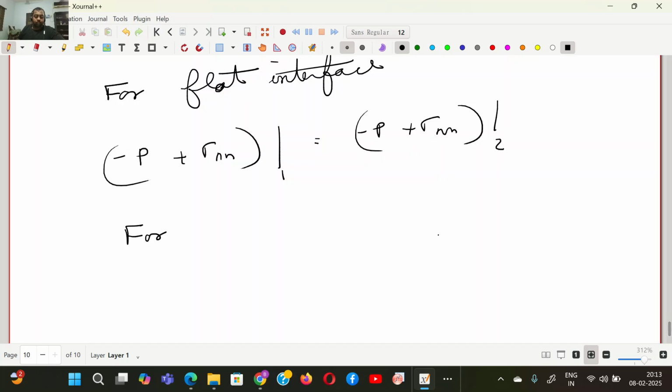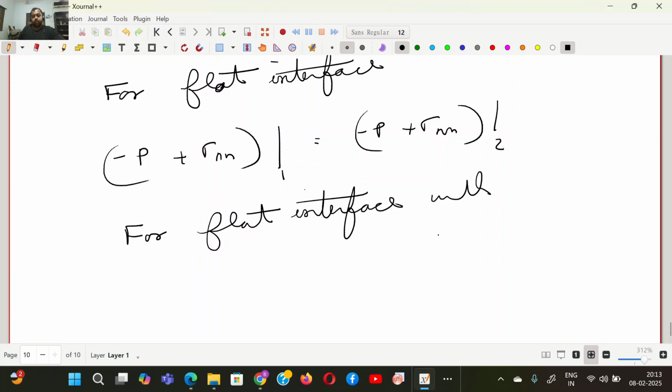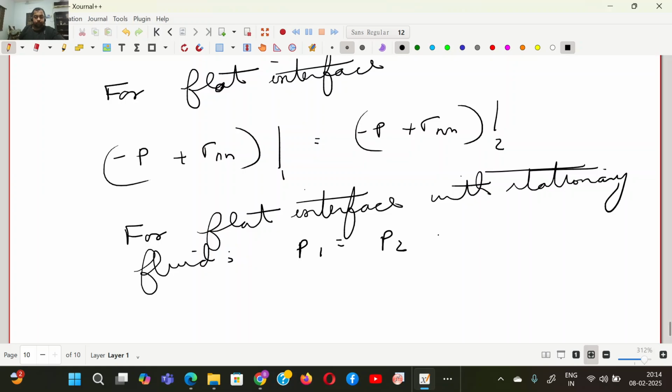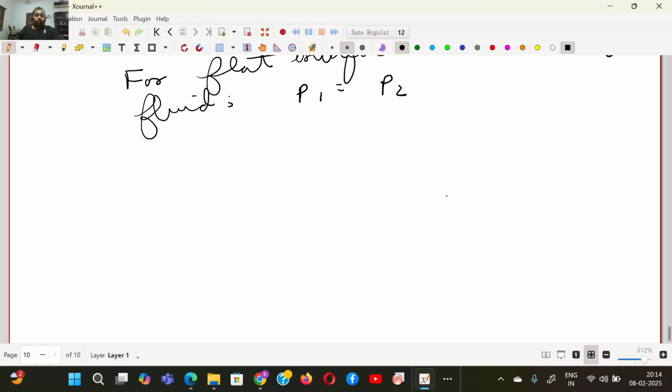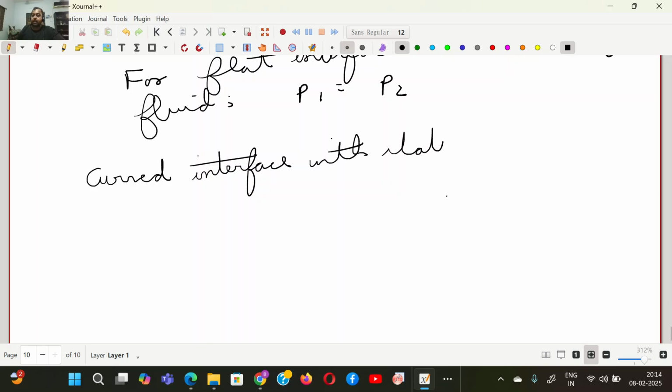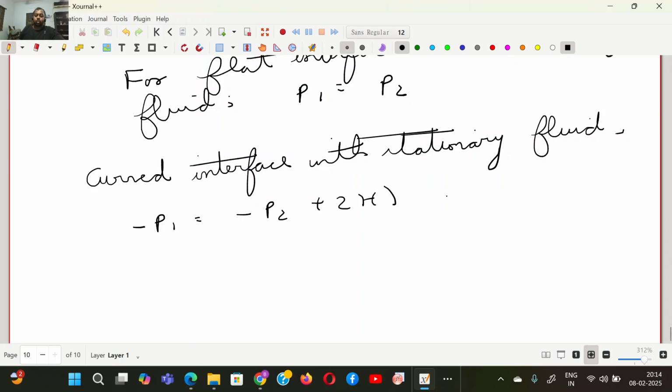And for a flat interface with stationary fluid, P1 is equal to P2. For a curved interface with stationary fluid, minus P1 is equal to minus P2 plus 2H gamma. P1 minus P2 is equal to minus 2H gamma, which is the famous Young-Laplace equation.